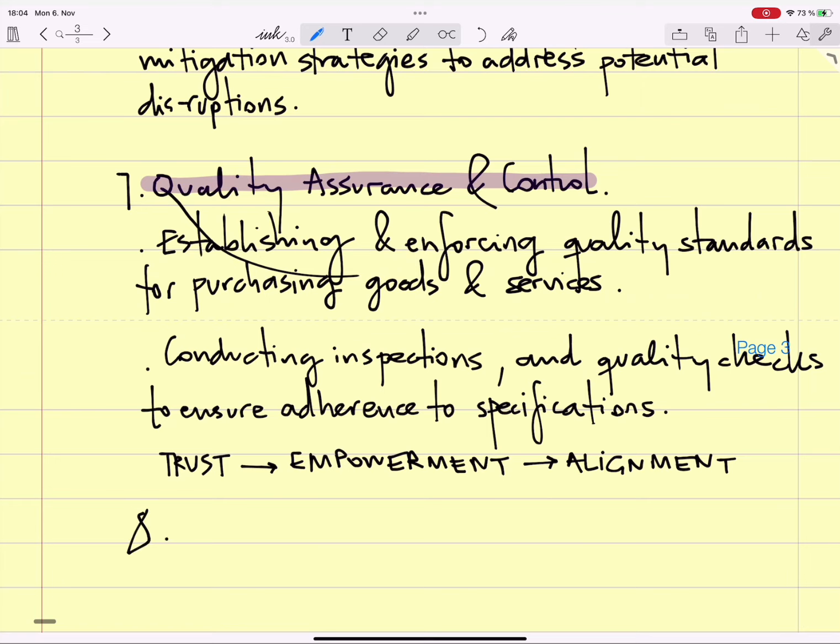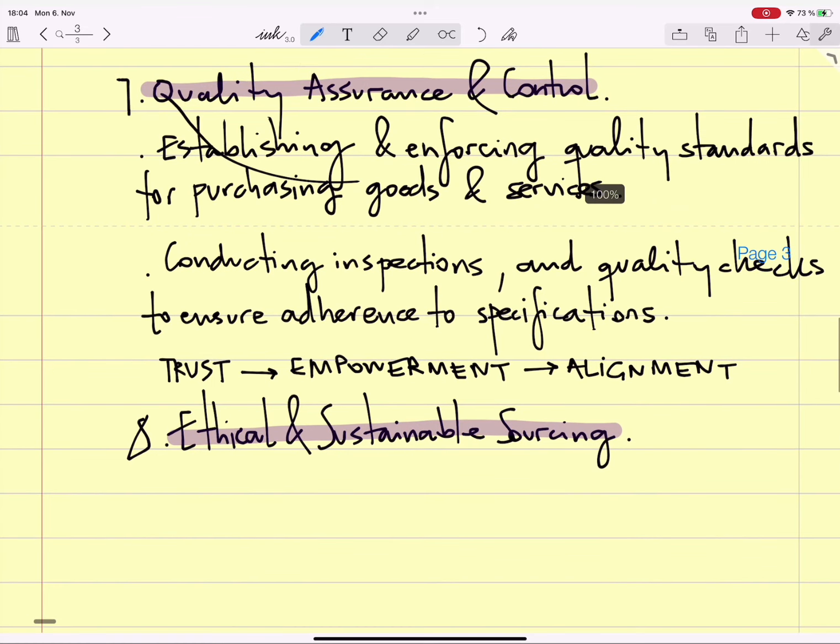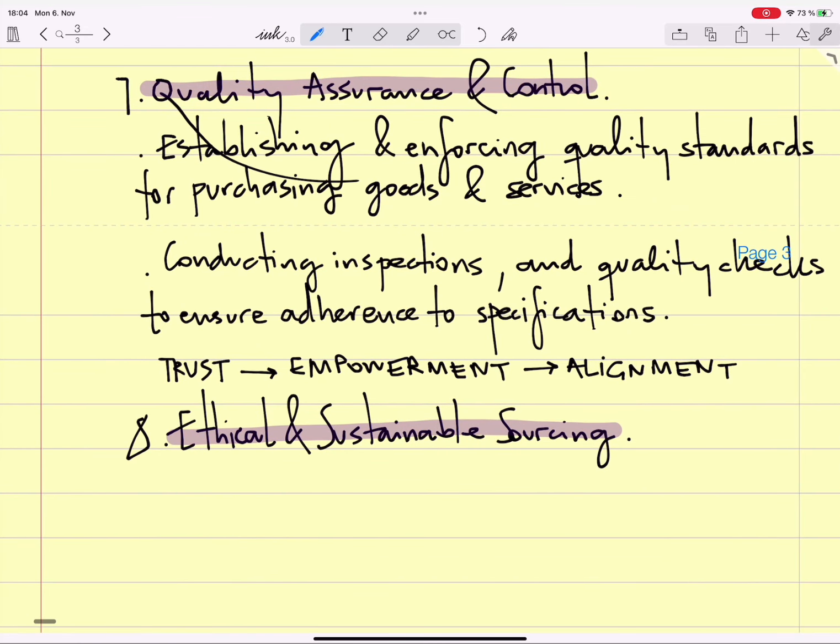So number 8, ethical and sustainable sourcing. Sustainable sourcing and ethical sourcing is about being ethical and sustainable. It usually is the first thing that is forgotten when the cost pressure comes along.